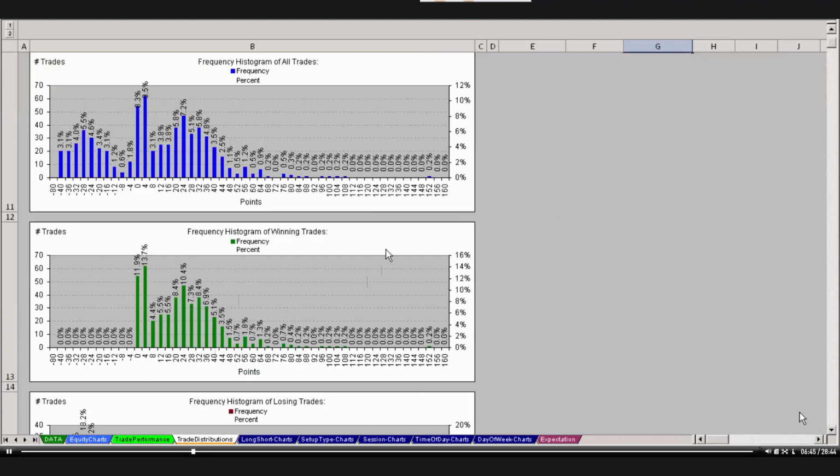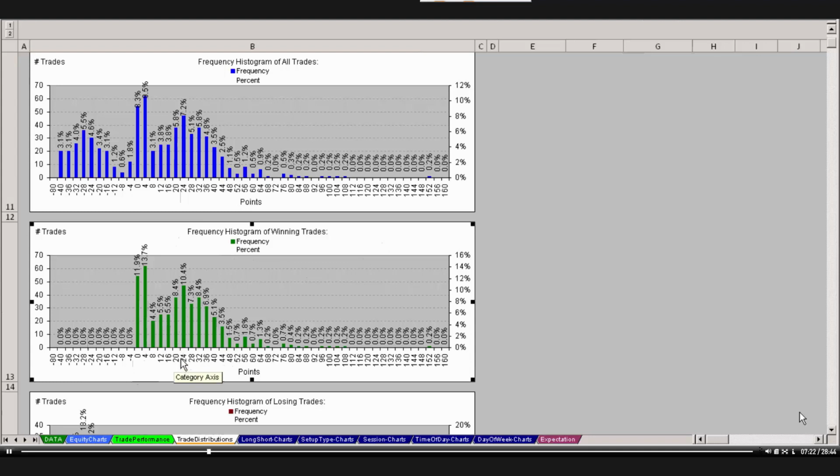If we scroll down to the next chart, we can see these are the winning trades. So, of course, if it's a winning trade, all the trade points along the bottom will be positive. This is just a subset of the trades on the upper all trades graph. But again, you can see where your trades fell, like where the winning trades fell. Notice there's a percentage along the top of the bars.